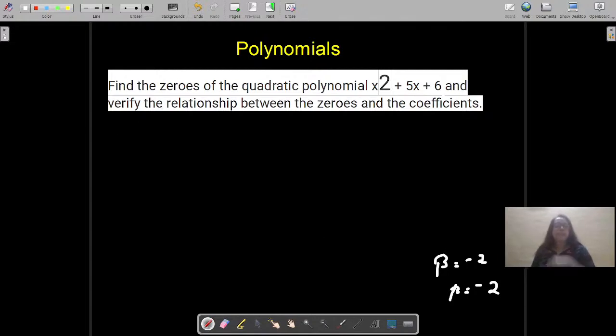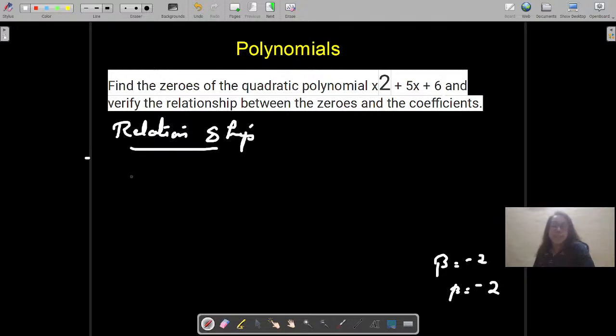Now, alpha plus beta. Next, you have to write this relationship. We have to verify that both the left hand side and right hand side are equal. That is, alpha plus beta is equal to minus b by a. This one we have to verify. What is alpha? Alpha is equal to minus 2 and beta is equal to minus 3.